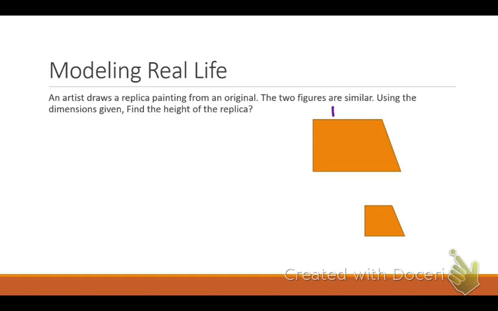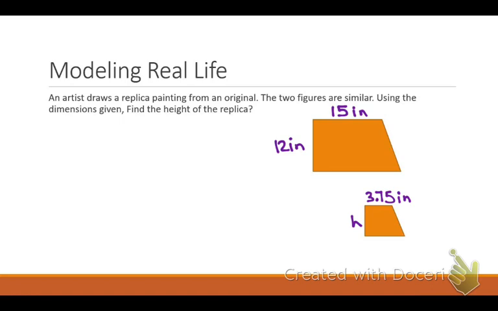Okay? The next problem says that an artist paints a replica image of a painting. Here's the original painting, 15 inches long, 12 inches tall. The replica is 3.75 inches long, and I don't know the height of the replica, okay? So what I need to do is set up a proportion to solve for the unknown side length. All right?